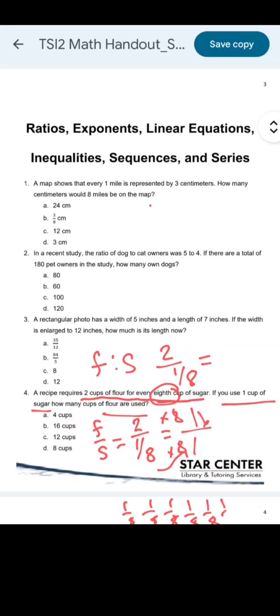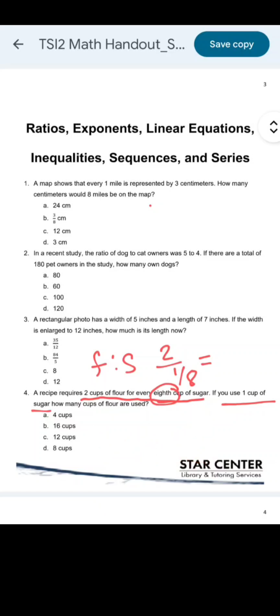Okay, so we have to think about what fractions mean. Fractions are part over whole, right? 1, 2, 3, 4, 5, 6, 7. And I'm trying to determine how many eighths it is going to take me to make 1 whole cup. Well, I would have to do that literally 8 times.